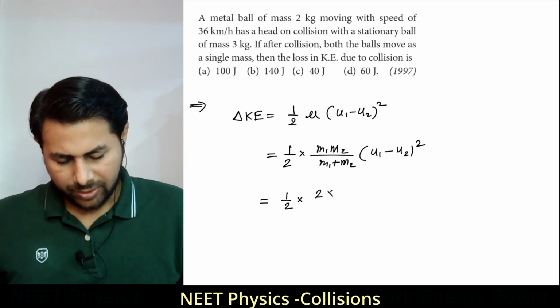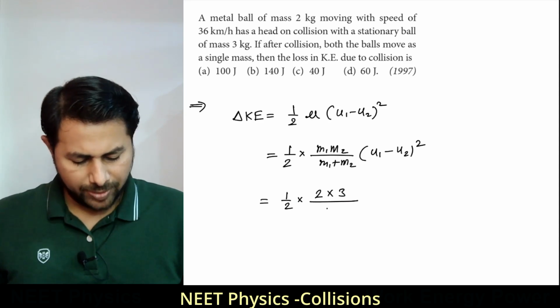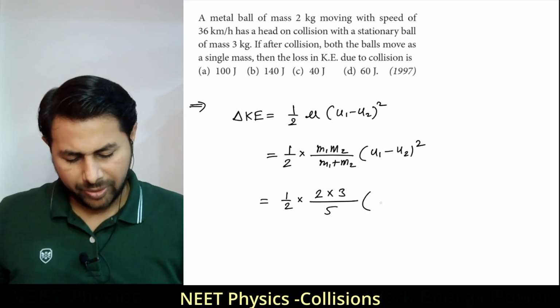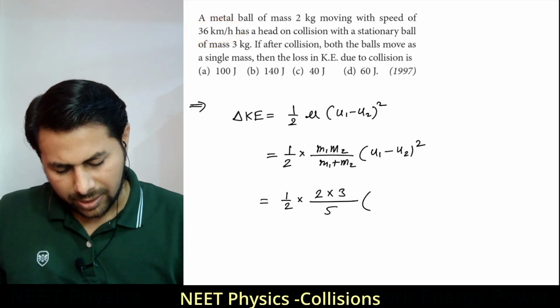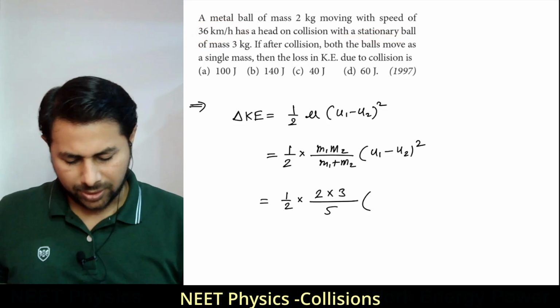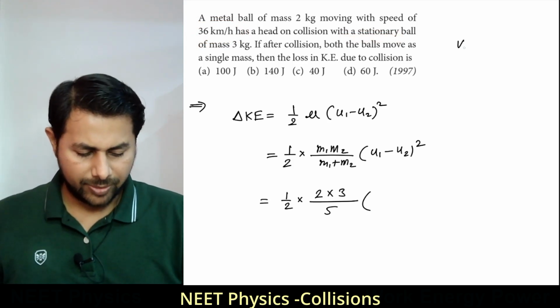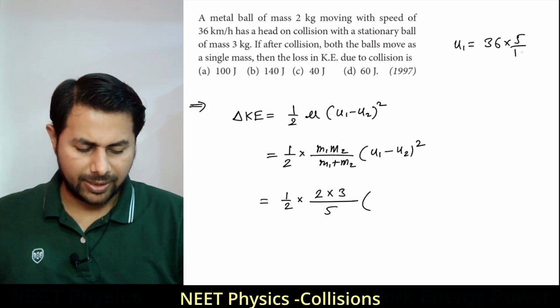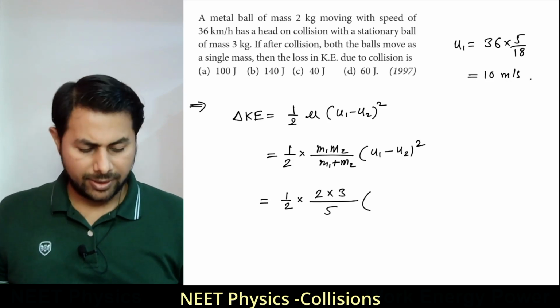So what is m1? 2 kg. What is m2? 3 kg. So 2 times 3 divided by 2 plus 3 is 5, multiplied by (u1 minus u2). u1 is 36 and the second is stationary, so u2 is 0. So 36 kilometers per hour. First of all, convert it to meters per second. So 36 multiplied by 5 by 18, this is 10 meters per second, right?